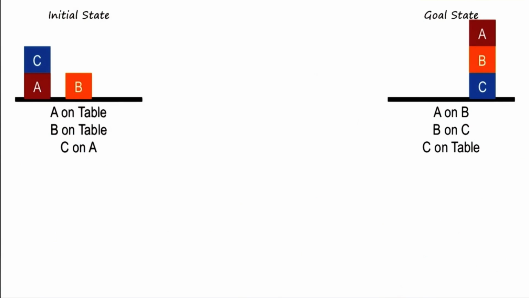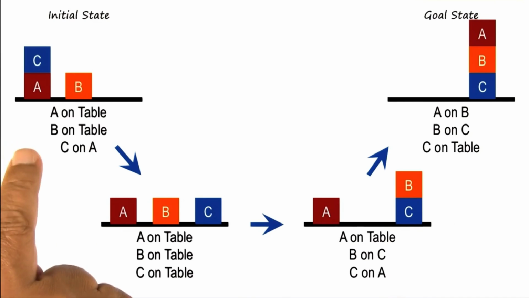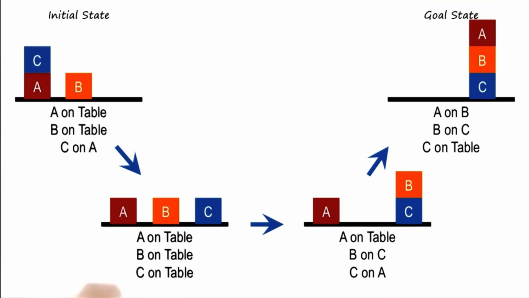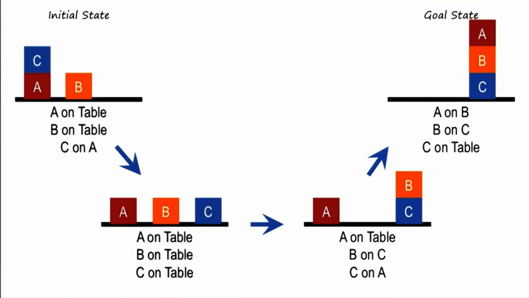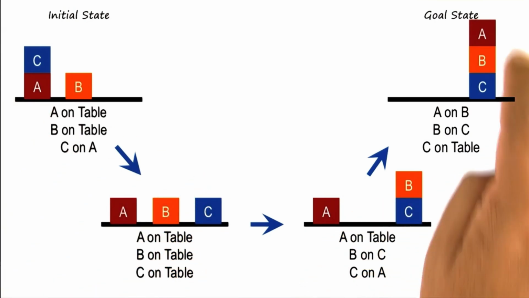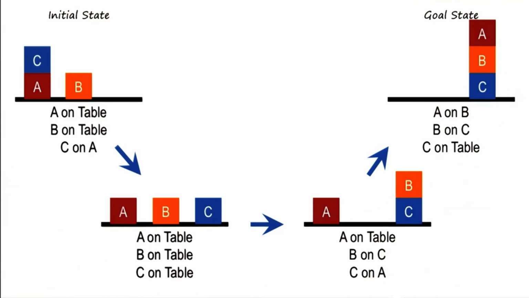Let us see how this notion of path finding applies to our blocks world problem. From the initial state, here is one path of going to the goal state. First, we put C on the table, then we put B on top of C, and then we put A on top of B, which is exactly the answer that David had given. This is one sequence, one path from the initial state to the goal state.